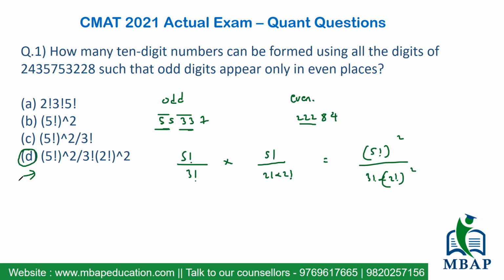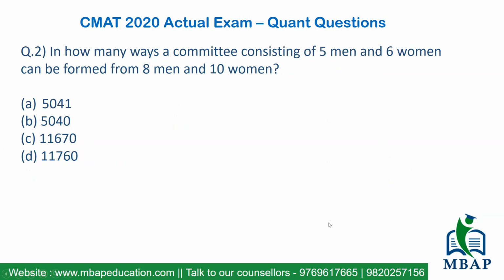The only thing was arranging the odd numbers in the even places. So automatically the even numbers will go on the odd places. There were repetitions, which I divide by the factorial of the number of times each value is repeated. Hence the answer for the given question will be option number D. Going ahead, let's solve the next question.